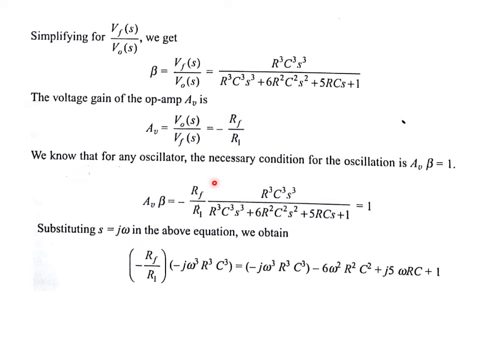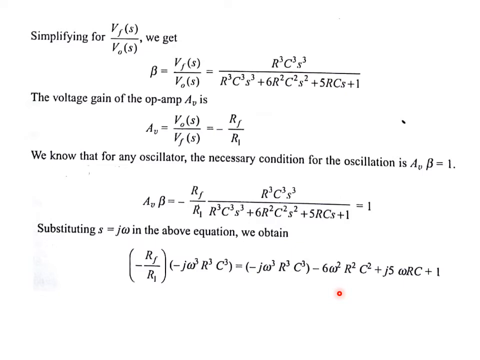For the oscillator, we know that the necessary condition for oscillation is A into beta equal to 1. So multiply A and beta, and this will be equal to 1. Here we can substitute S equal to j omega. So you substitute S equal to j omega and cross multiply toward the other side. So we will get this expression of minus Rf by R1 into minus j omega cubed R cubed C cubed, and the entire expression will go to the other side. So we are getting this here.